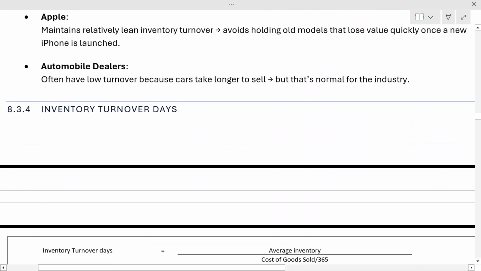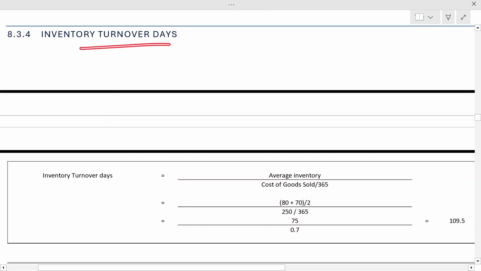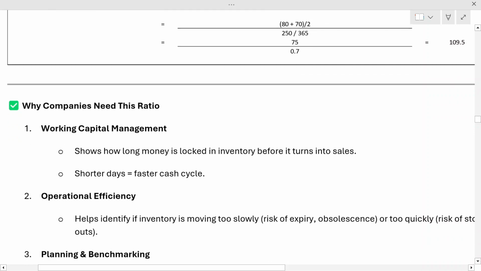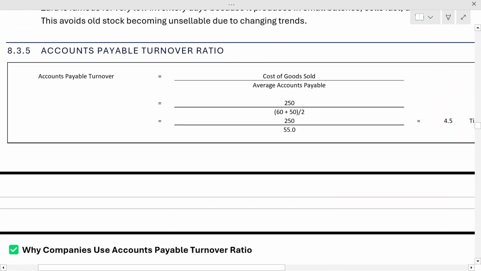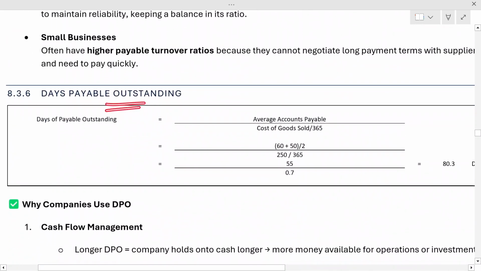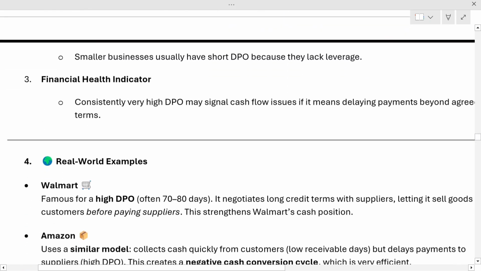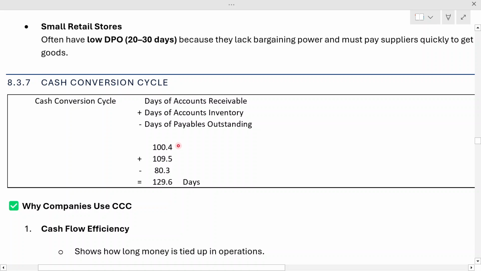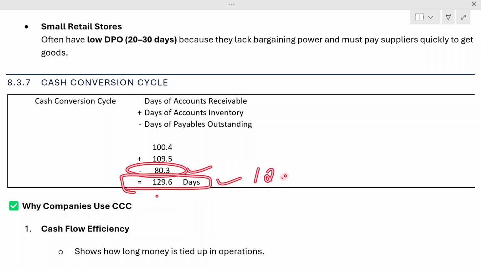If we see our inventory days, inventory was stuck for us around 109 days, so that also stuck our money. And finally, our accounts payable days: we stuck other people's money for 80 days. So on a net impact, our receivable days are 100 days, 109 days are inventory days, and we stuck other people's money for 80 days. On a net basis we have 129 days as our cash conversion cycle. So our cash is getting stuck for 129 days, and finally we get the money.